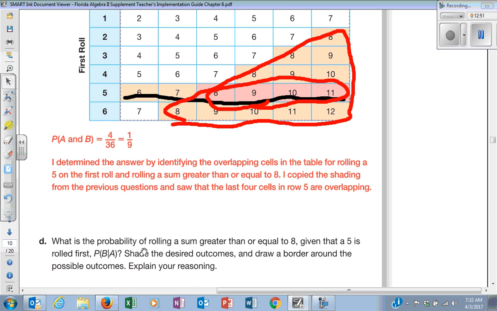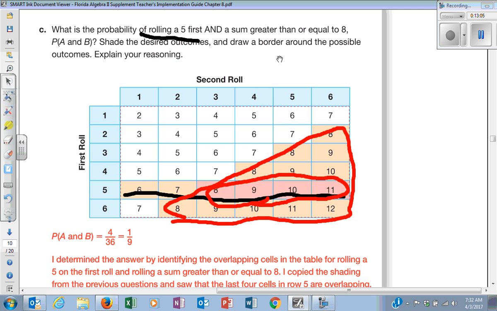Now, how many events are there now if I know a 5 is rolled first? So this was out of 36, correct? This is out of 36. Now my possibilities. I've told you that one of the things has already happened. Does that make sense? How many events do I have to have filled in then? That's how many total there are. How many events do I have?